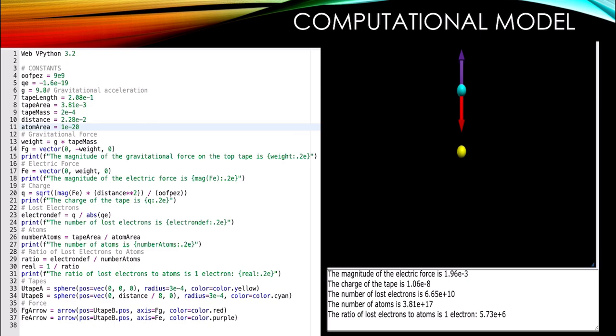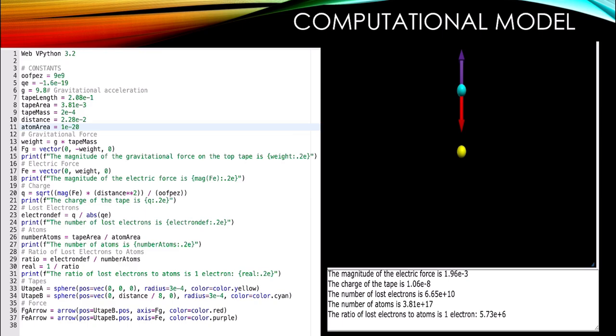Further, I incorporated the equations discussed earlier in the important concepts section into the computational model to calculate the magnitude of the electric and gravitational forces, the charge of the tape, the number of electrons lost, and the ratio of deficient electrons to atoms. Results of this model are shown on the image on the right.